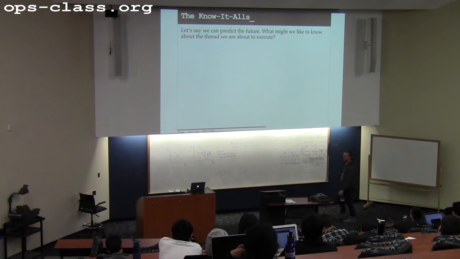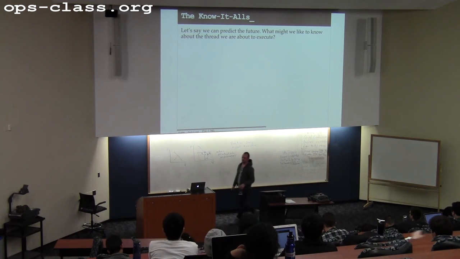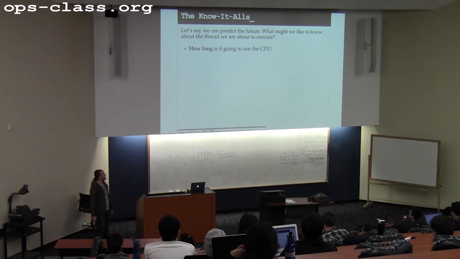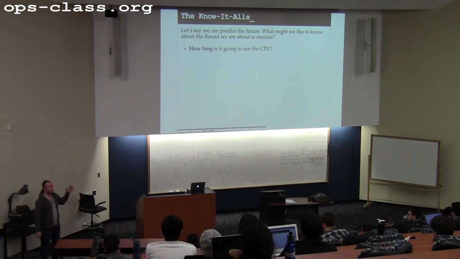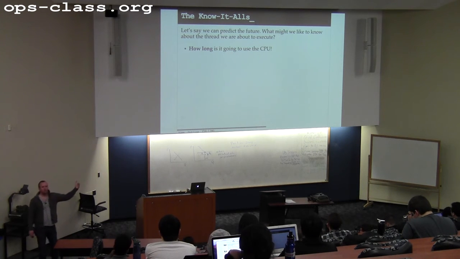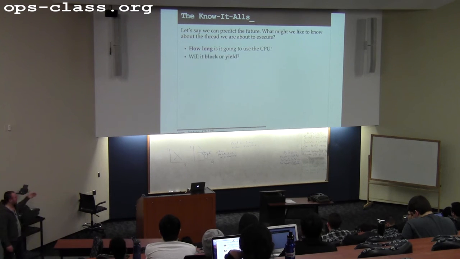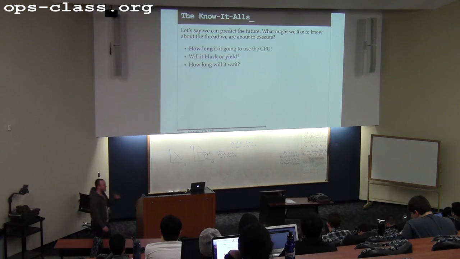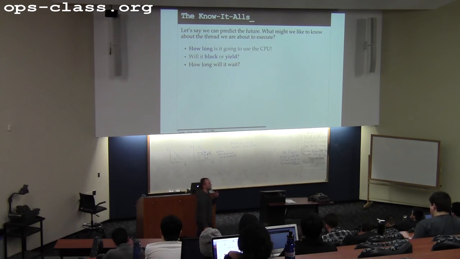So now let's talk about a different group of somewhat impractical schedulers. These are schedulers that can actually use information about the future that would not normally be available to a scheduler. I'll call these the know-it-alls. Here are some of the things that we might want to know about a thread before I actually start to run it. The first thing I might like to know is how long is it going to run for? And then, is it going to block or yield? Will it end up in the waiting queue, the waiting pile, or back in the ready queue?